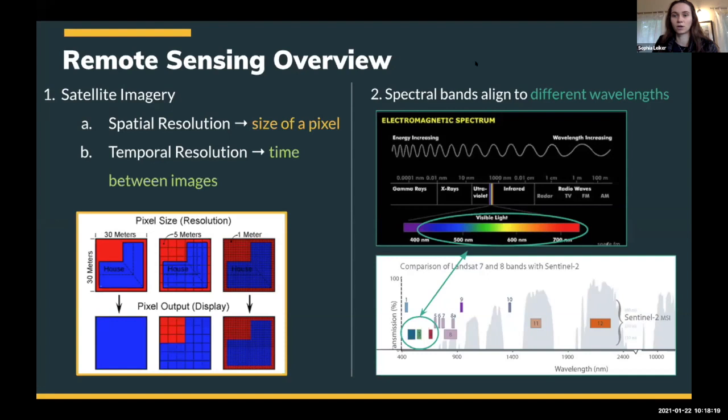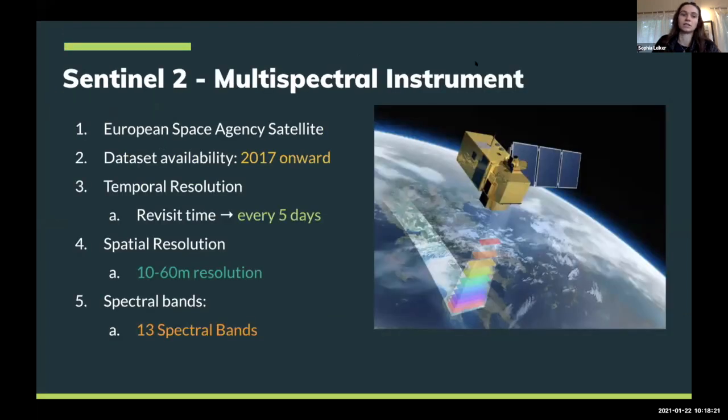One other thing I wanted to touch on is Sentinel-2. All of our analysis thus far in terms of our CarbonPlus grassland methodology is using the Sentinel-2 multispectral instrument. This is a quick breakdown of some of the specifications of this satellite. First, it's a European Space Agency satellite. In terms of data set availability, we're looking at 2017 onward.